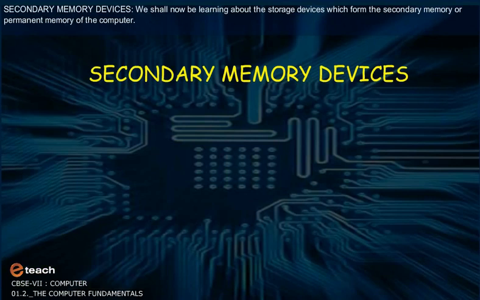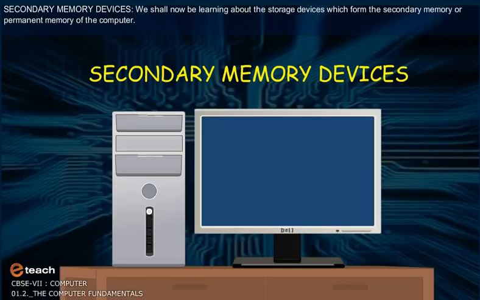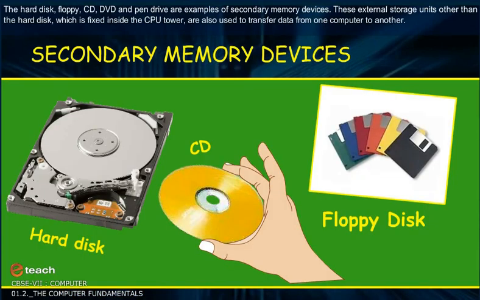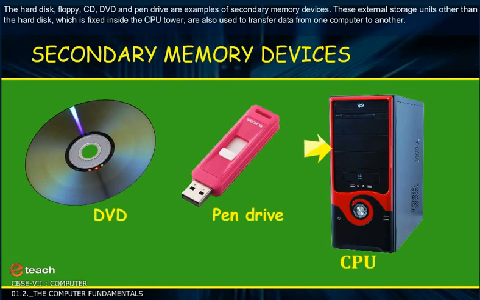Secondary memory devices. We shall now be learning about the storage devices which form the secondary memory or permanent memory of the computer. The hard disk, floppy, CD, DVD, and pen drive are examples of secondary memory devices. These external storage units, other than the hard disk, which is fixed inside the CPU tower, are also used to transfer data from one computer to another.